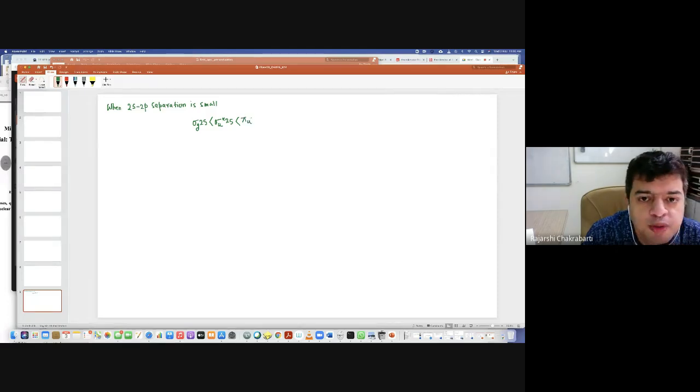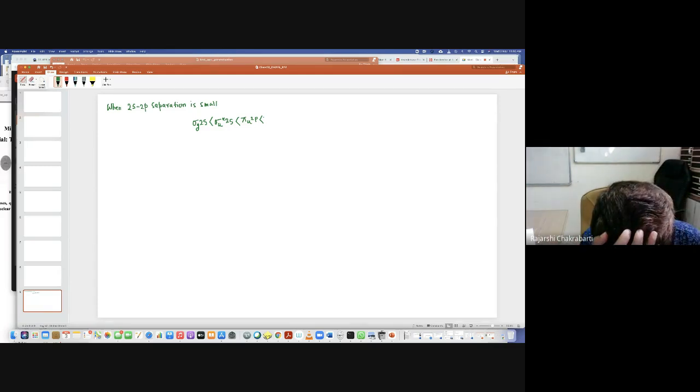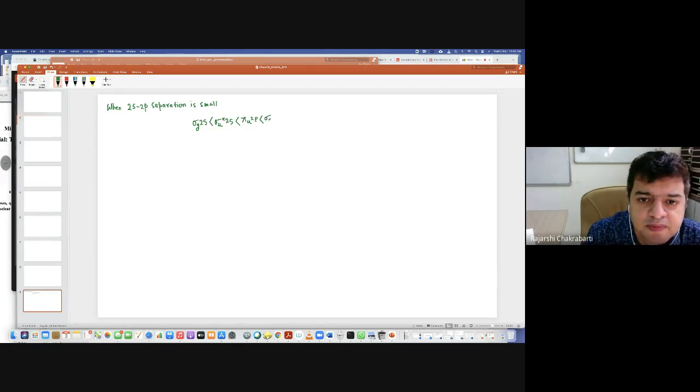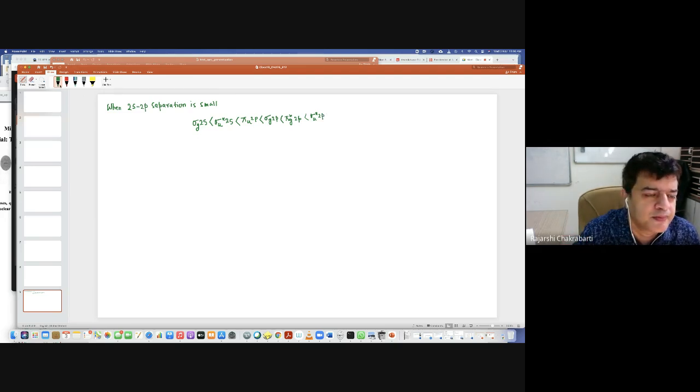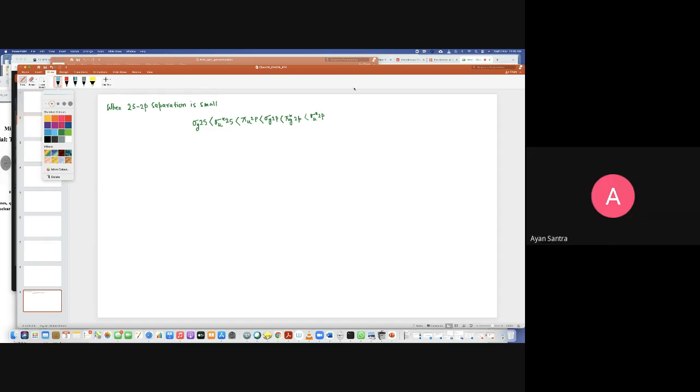Pi u 2p. Now I am writing pi u 2p, but you should notice that this is not strictly correct. Can you tell me why? It is not purely 2p. There is s character there. But anyway, we are writing it like this. They are not purely 2p because you have 2s and 2p mixing. The order is fine. These are valence orbitals, no?